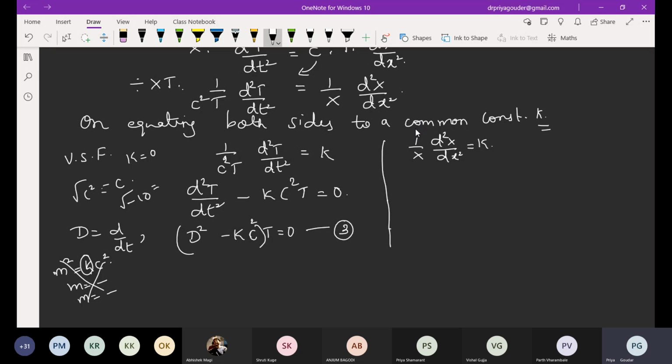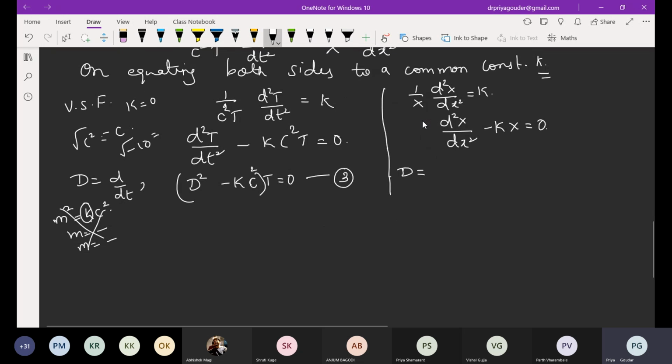Similarly, take the RHS part. Here, if you do the simplification, what will you get? This is again d square x by dx square. First you transfer 1 by x, it becomes kx. Transfer it to the LHS. What is that? Capital Kx. Now, because usually we write the equation in terms of capital D, what is capital D? D by dx. So what is the equation converted to? D square minus k into x equal to 0.